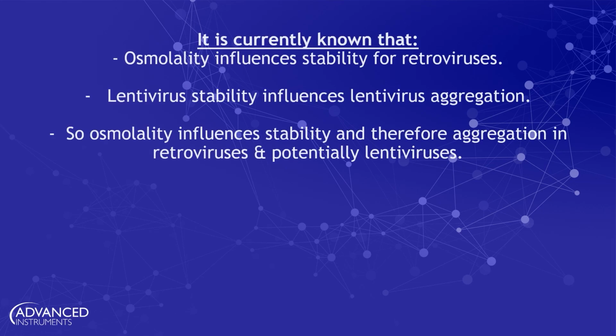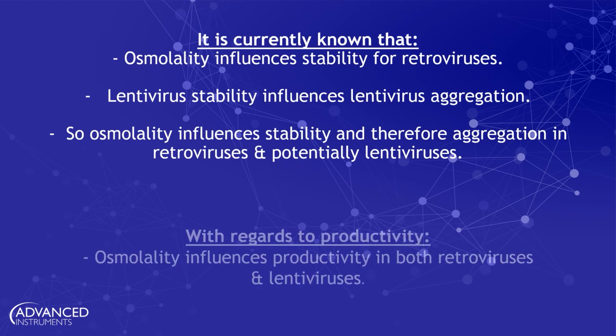So, there is current evidence to show that osmolality influences the overall stability for retroviruses. And there is also evidence that lentivirus stability can lend itself to a decreased risk of aggregation. So a logical conclusion would be to say that if osmolality can influence stability in retroviruses, it would also be relatable to lenti stability and ability to aggregate. Moreover, it is also known that osmolality can influence the productivity in both retroviruses and the subset of lentiviruses too. And I hope to support these statements and hypotheses with my next few slides.